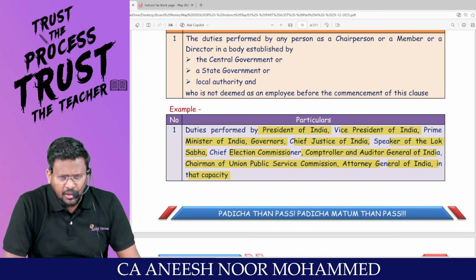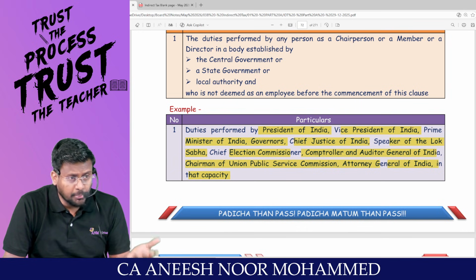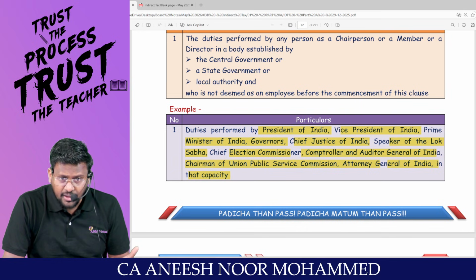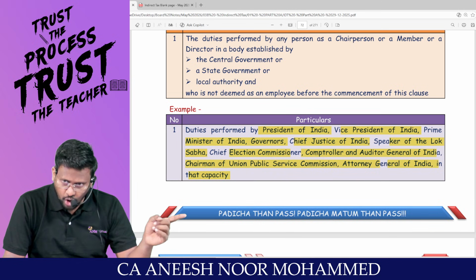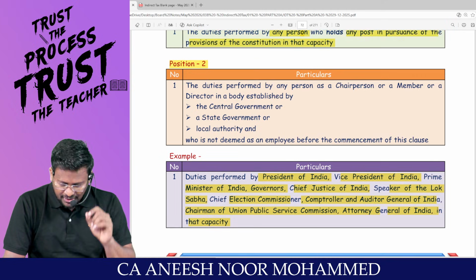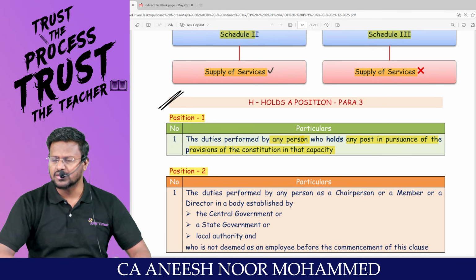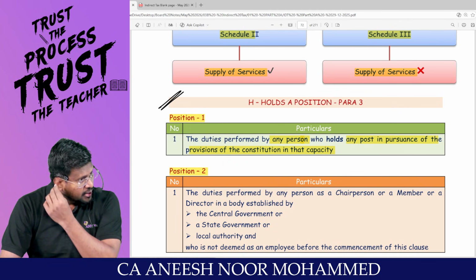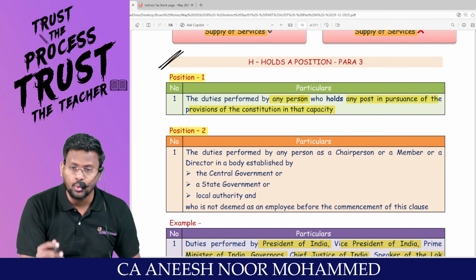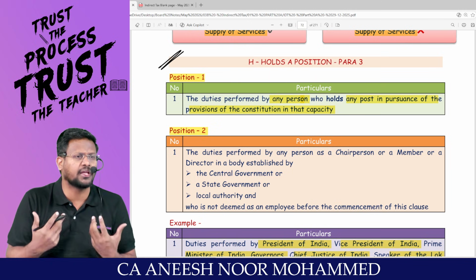Are you all really with me? There is no employer-employee relationship. And certain people, such as a member of parliament, member of panchayat, member of municipality, will not fall in that clause. So for these people, if they provide service, that is also neither supply of goods nor supply of services, because it is covered in Schedule 3. Now you read it, man. The duties performed by any person. So these people are performing their duty.